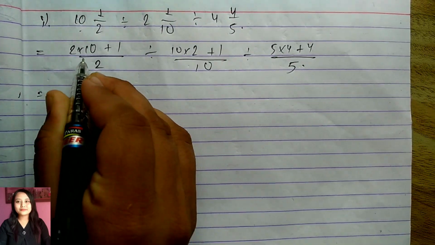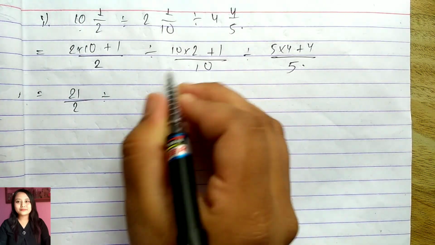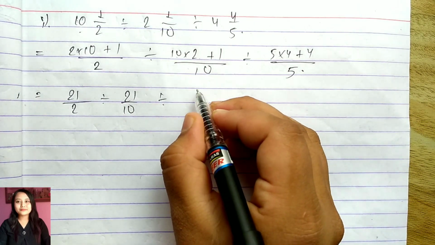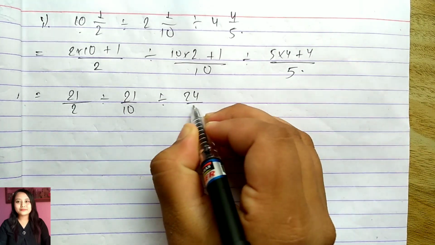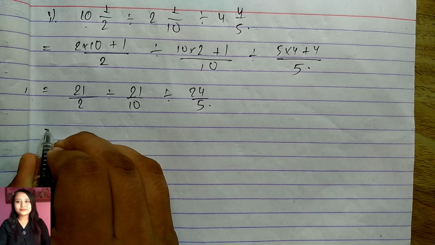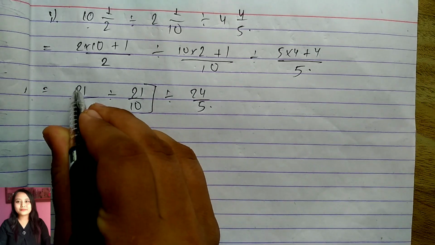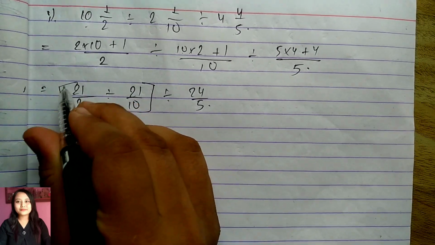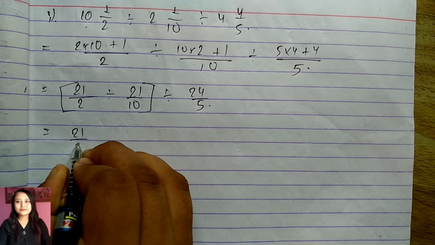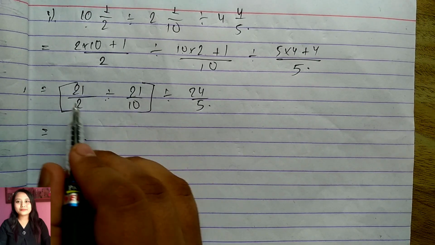Then 2 10s are 20 plus 1, 21 upon 2. Then divided by 2 10s are 20 plus 1, 21 upon 10. Then divided by 5 4s are 20, 20 plus 4, 24 upon 5. Okay, so this is the mixed fraction opened. Now for solving this, since there are both divisions, we'll solve the first 2 divisions first. How? Let's check. 21 divided by 2 is there. Let's check only these two first.